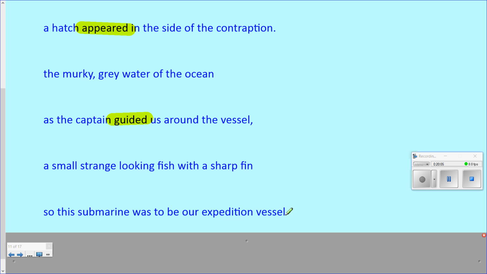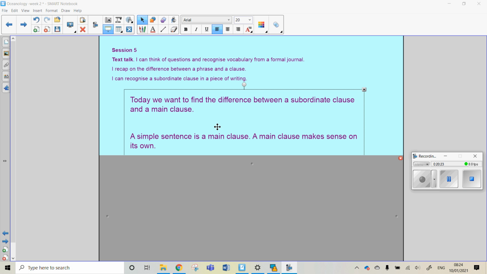So this submarine was to be our expedition vessel. Now, this is a tricky one because the hidden verb is was. It's in here. So it is a clause and it's got that state of being was, the verb to be. Okay, let's move on. So we've just looked at the second objective here. I can recap on the difference between a phrase and a clause. I'll just remind you again, a clause is a group of words with a verb. A phrase is a group of words without a verb.